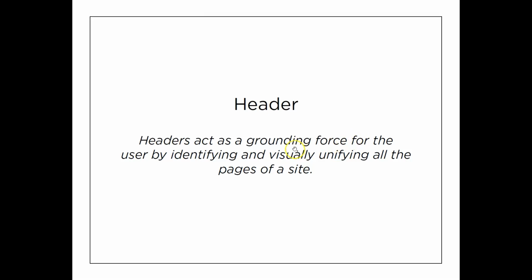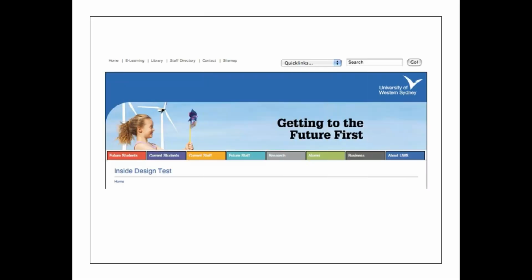Headers act as a grounding force for the user by identifying and visually unifying all the pages of a site. Typically the header contains the logo, the navigation, and some contact information. That typically is identical on every page. That way people are used to it and know that when they click somewhere to go to another page, they didn't go somewhere else. So they're on your own site. Again, this is what's considered a header. All right.